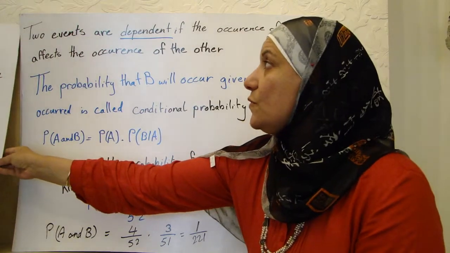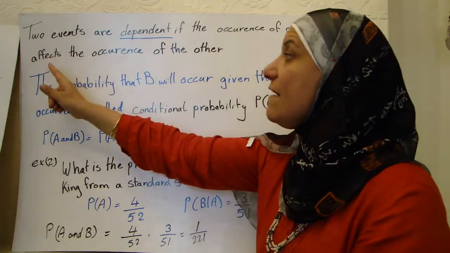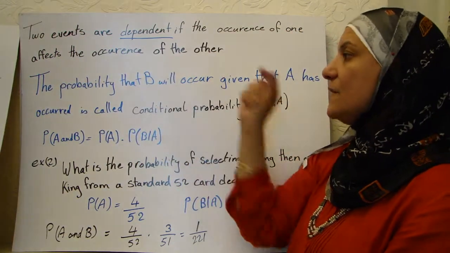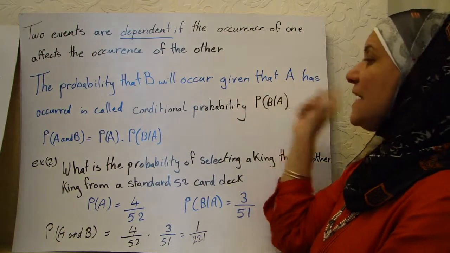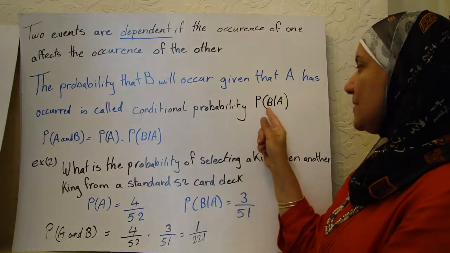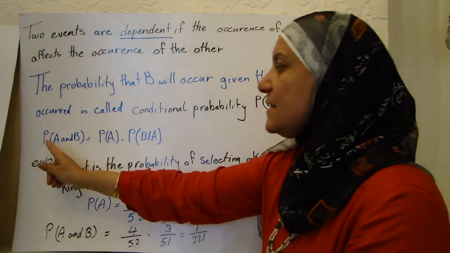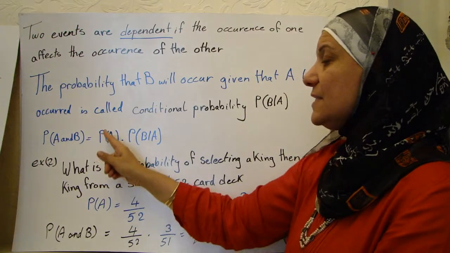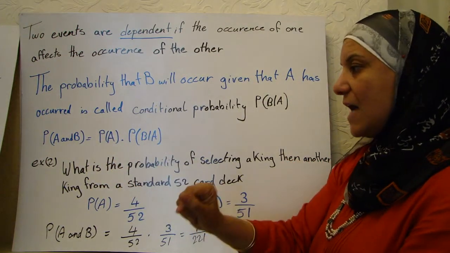Now, when two events are dependent, if the occurrence of one affects the occurrence of the other, the probability that B will occur, given that A has occurred, is called conditional probability. Probability B if A happens. Probability A and B equal probability A multiplied by probability B if A happens.